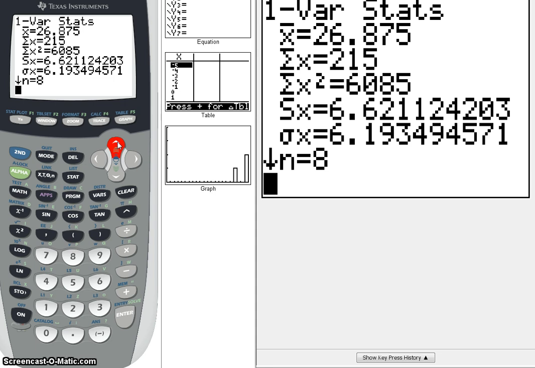This Sx would be if we had a sample size, which means you're dividing by 7. And then the sigma x is if you had a finite population, which we're going to be looking at. So our standard deviation, sigma, is the 6.19 or 6.2, all right, which is pretty much what we got before. All right, look for our next video, which is going to be on the distribution curve.